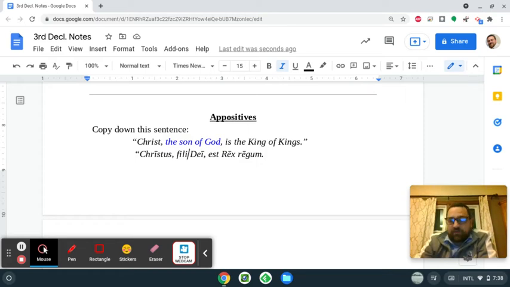And what's the number of Christus? It's singular, right? Remember, number just means singular or plural. That's all number means in grammar. And so we need son to be singular and nominative as well. So that would be Filius. So this is how we say Christ, the Son of God, is the King of Kings. Christus, Filius Dei, est rex regum.